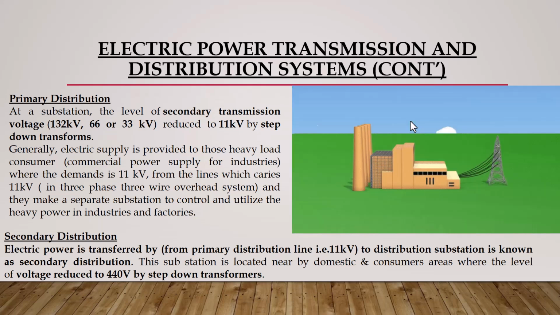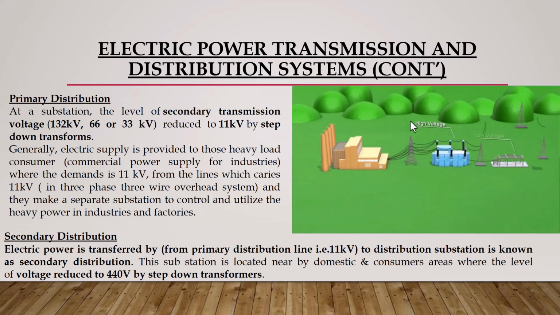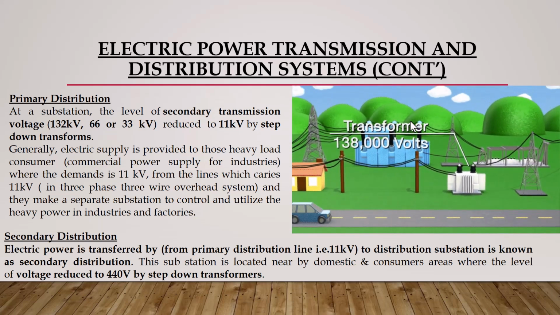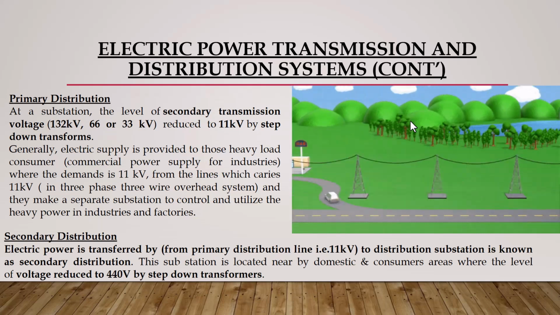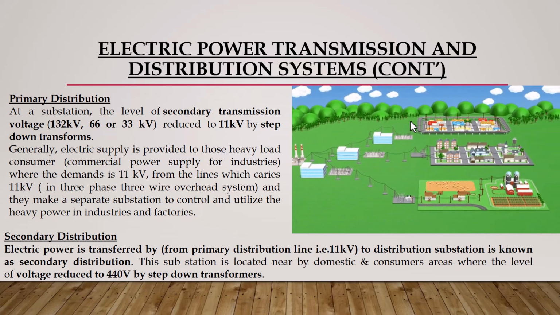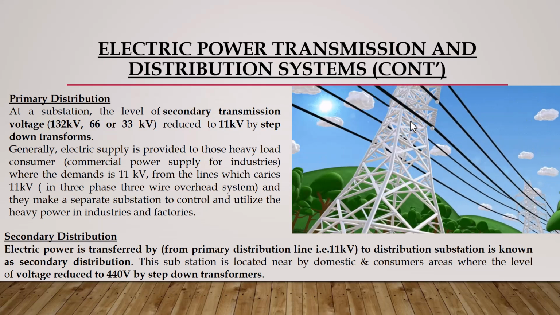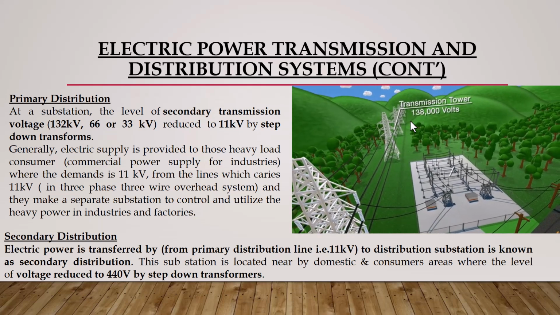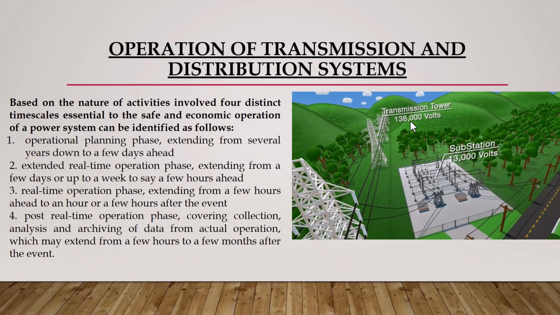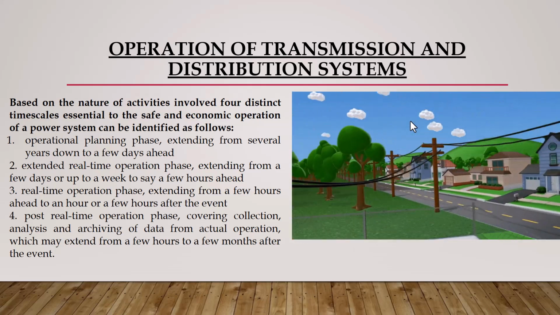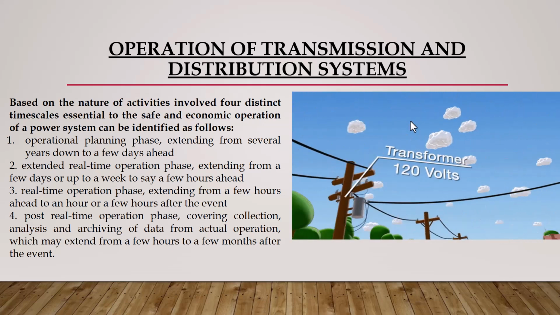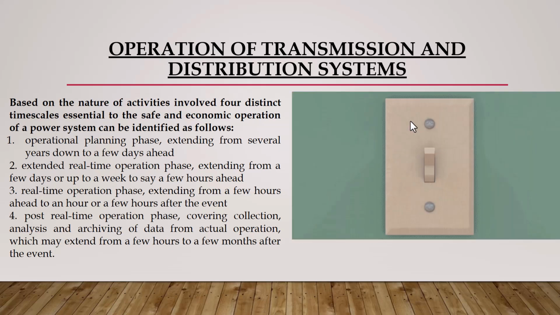The first stage is called the operational planning phase, and it can start several years in advance, going all the way up to a few days before actual operation. This is when utilities and grid operators forecast future demand, plan maintenance schedules, assess generation availability, and make strategic decisions about how the grid will be managed. After that comes the extended real-time operation phase, which usually ranges from a few days ahead up to a few hours before the actual delivery of electricity. This stage is all about refining those earlier plans based on updated weather, fuel availability, or unexpected outages.